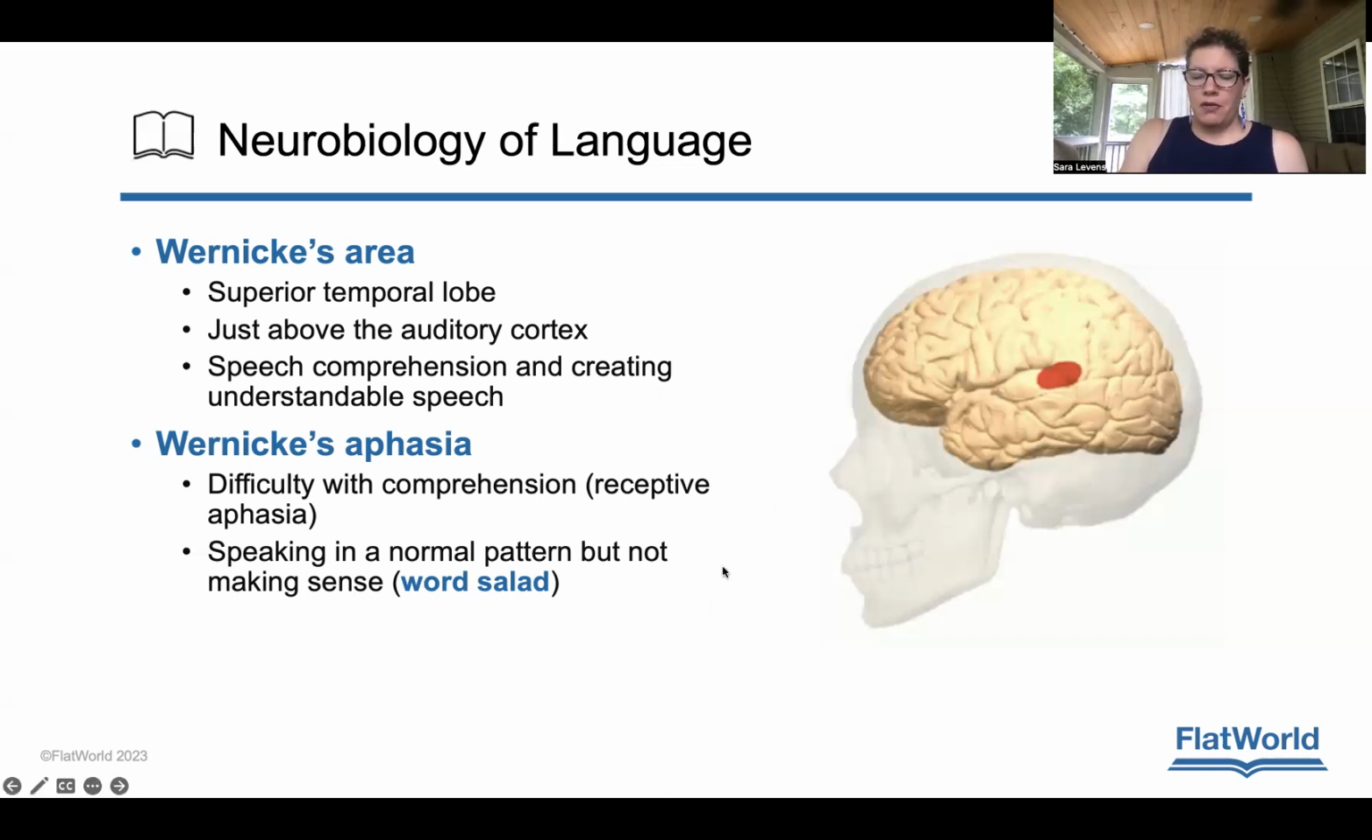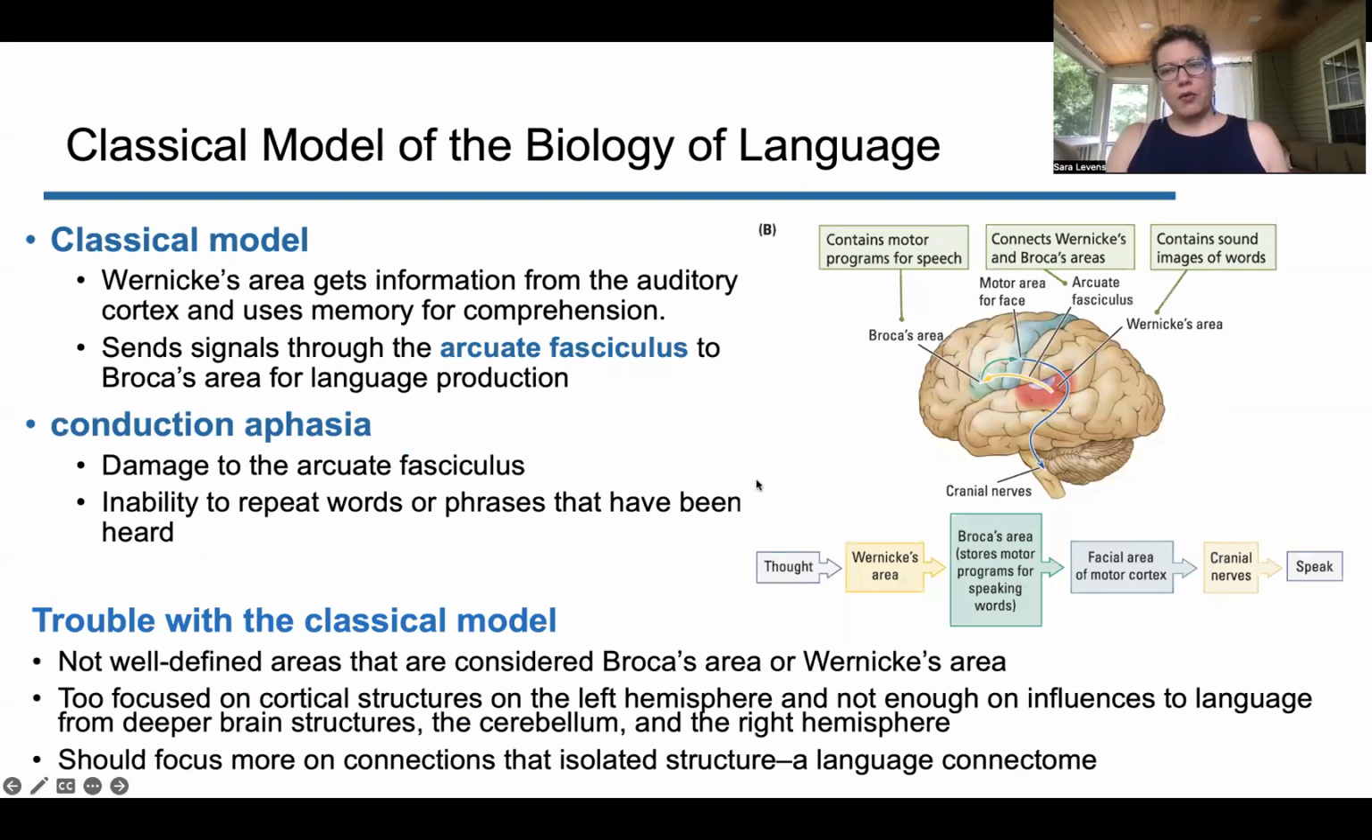All righty. So next, we have Broca's area and Wernicke's area, how we're going to process our language information. The classic model of language is based on and builds upon Wernicke's area and Broca's area. In this classical model, Wernicke's area gets information from the auditory cortex and uses memory for comprehension. And then it sends signals through the arcuate fasciculus to Broca's area for language production.